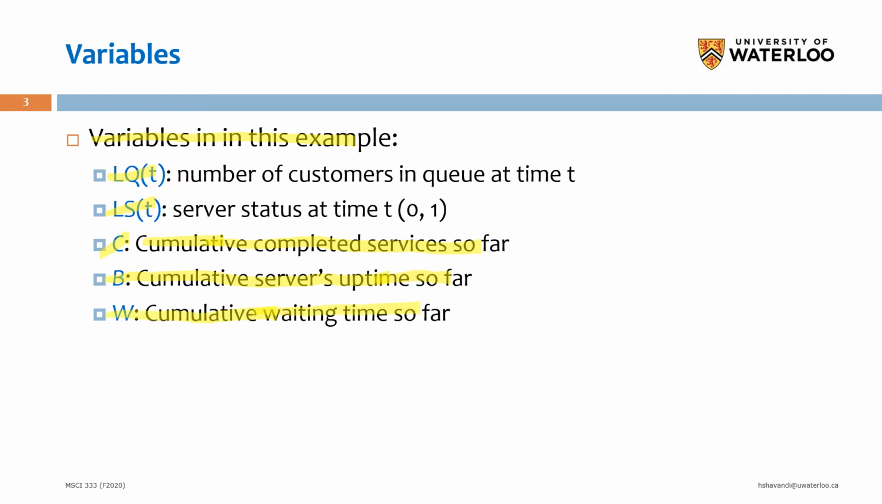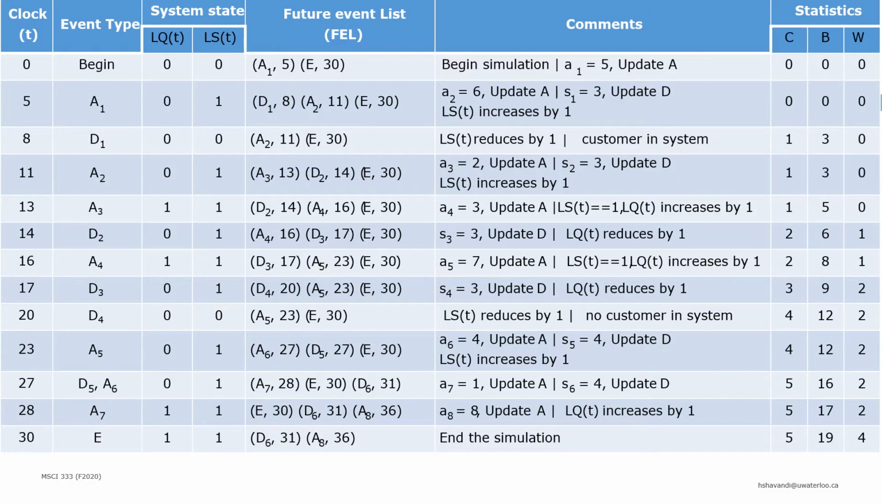Here we have the manual simulation of the system. The first column in this table is the clock or simulation time. As you remember, in Excel the first column was for the customers, so we had one row for each customer. But here we are not tracking the customers one by one; we advance the simulation by time. So here we work based on time, and we have the event type and so on.